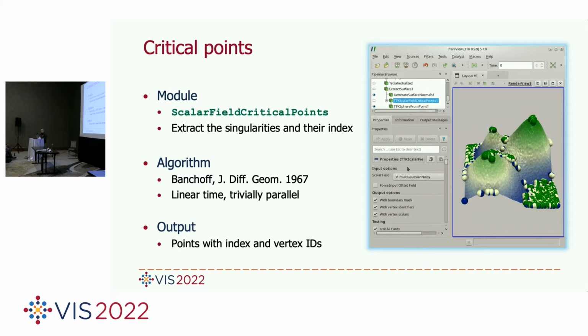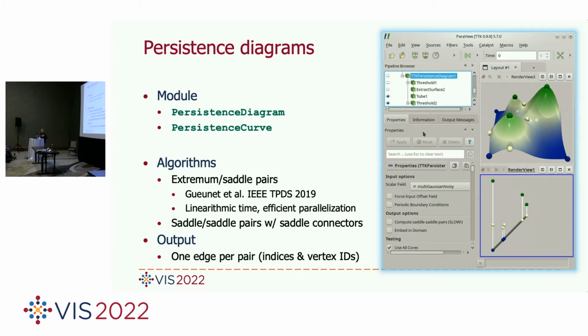What's cool is we can use the persistence diagram to disambiguate those features. I showed you the persistence diagram filter, and I'll talk in a second about the persistence curve filter as well. This detects for us all extremum-saddle pairs. It's using a linearithmic time algorithm that's been efficiently parallelized. My poor little MacBook can't do all the parallelization, but if you're running on a desktop machine, that's no problem at all. What we're doing here is connecting up saddle and extrema pairs and then showing them in the diagram on the bottom right. We can also do saddle-saddle pairs. That requires a little bit of extra computation as well.